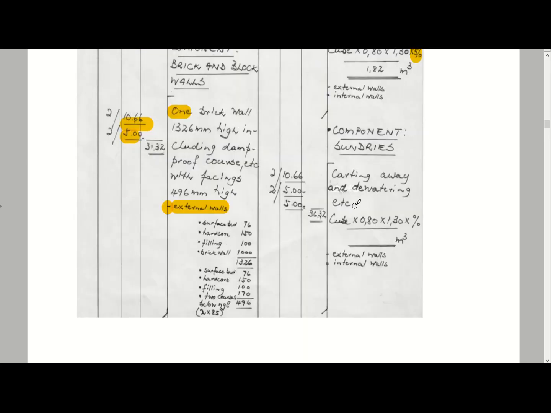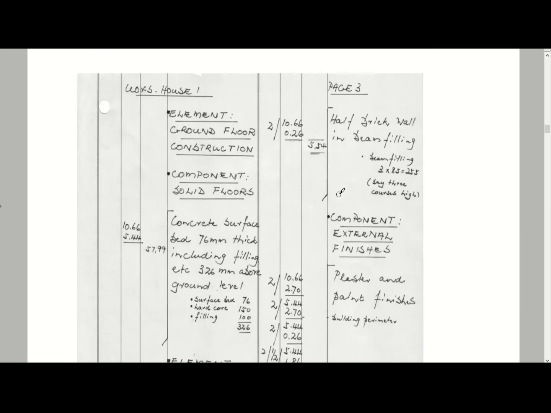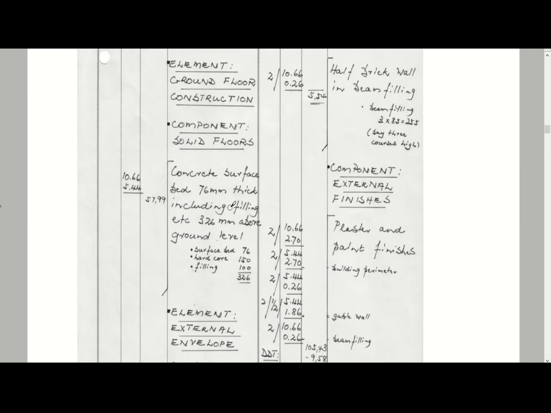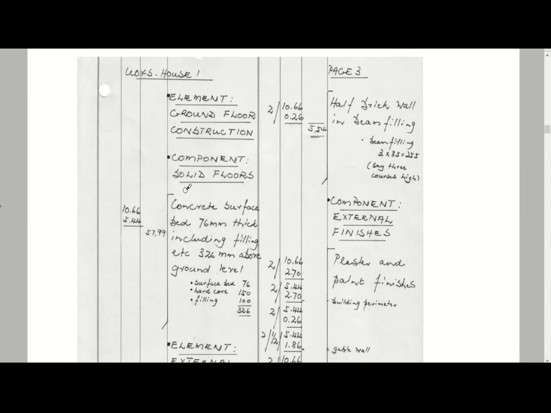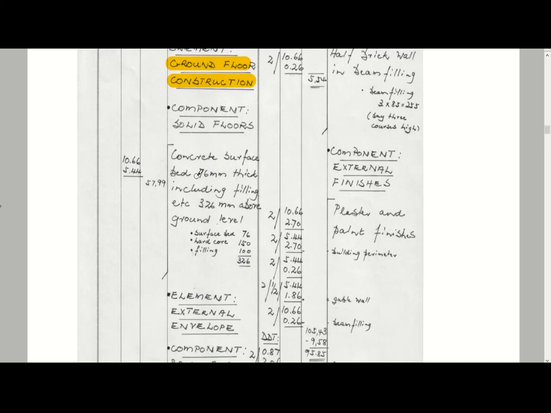I just want to get to a dimension where it's not just length that we're measuring. So let's get into our top structure. Here's our ground floor construction. Our ground floor construction is measured in square meters. What we've got here is 10.66 times 5.44. That's just the total length times breadth to get a square meter figure of 57.99.